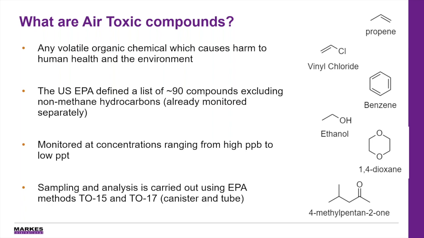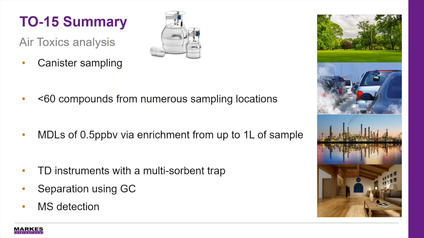And the sampling analysis is carried out using one of two EPA methods, either TO15 for canister analysis or TO17 for tube analysis. And it's TO15 and canister analysis we're talking about today. Now, most labs doing TO15 will be doing a subset of either the 65 compounds that are commonly looked at or less. Now, these compounds can be sampled from various different locations.